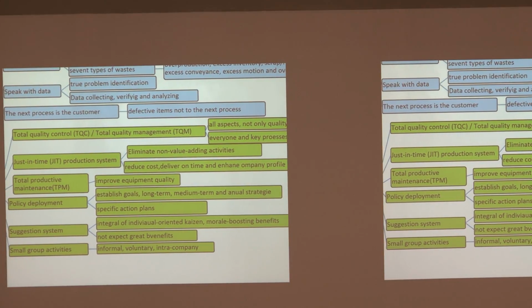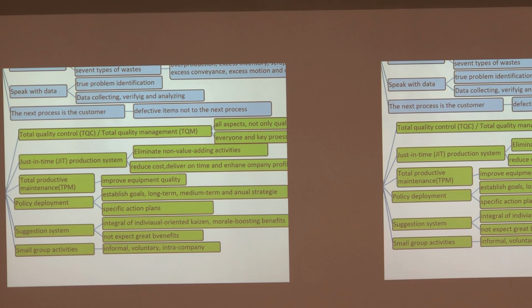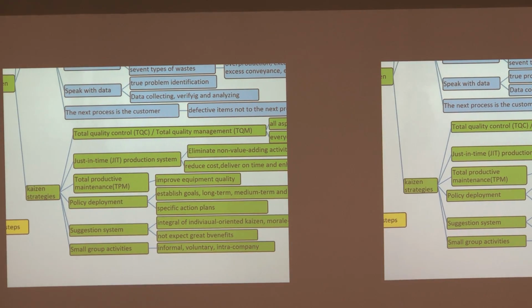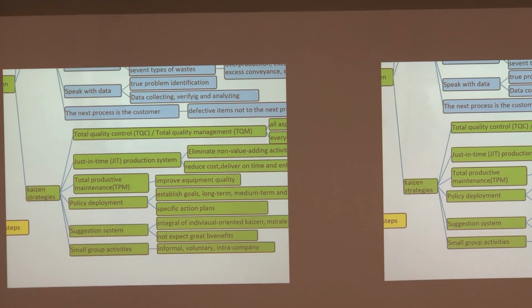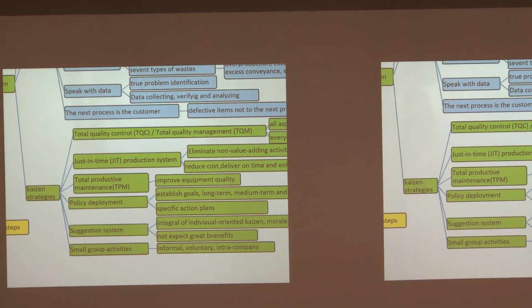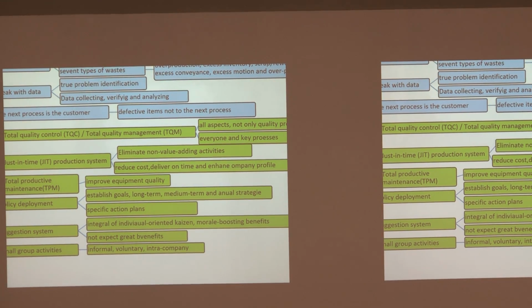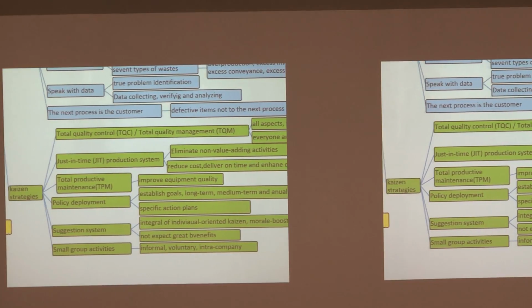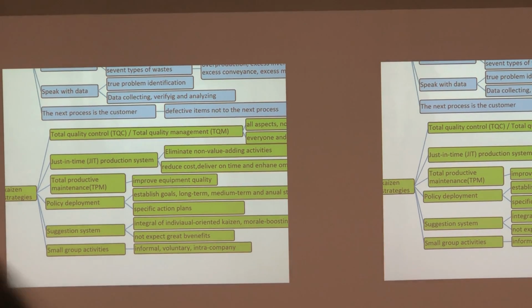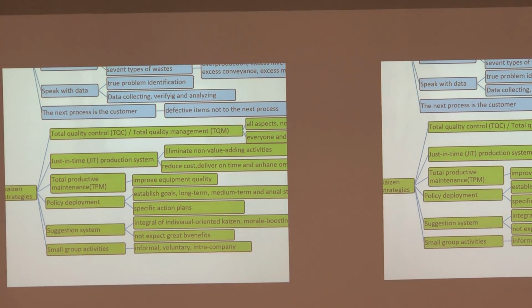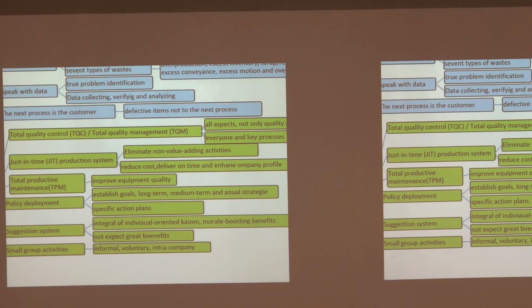Okay? Then we mention another strategy. So you can see under the strategy itself, we separate into a few points. First is TQC, TQM. Then is JIT, the just-in-time production system. So these are different strategies. Under the strategy, what is the knowledge involved? So under JIT, we talk about eliminating non-value-added activity. Then we also mention using this method to reduce the cost, deliver on time, and enhance the company profile. So after that is the TPM method. TPM method is the equipment quality. Policy deployment. Here we mention this part is also important.